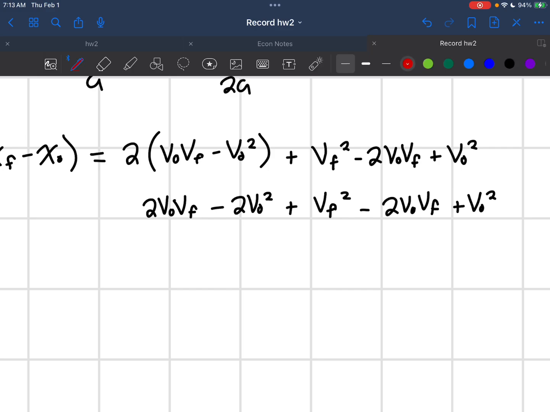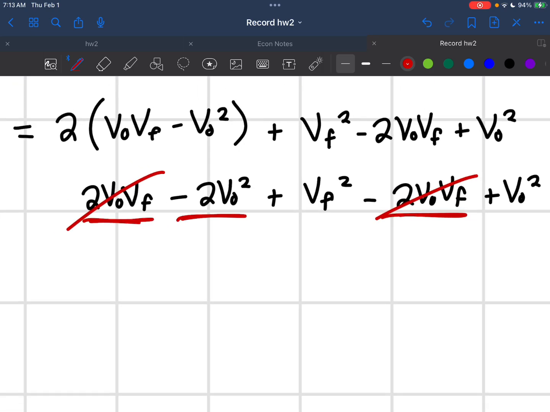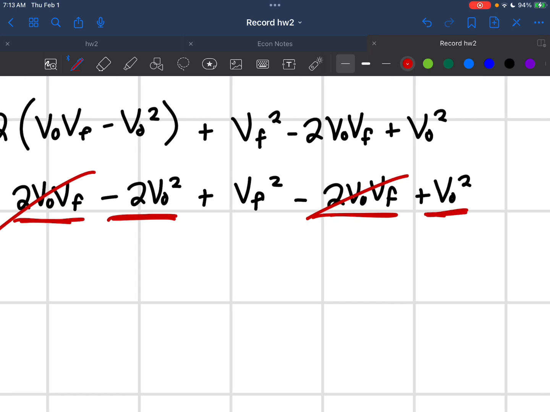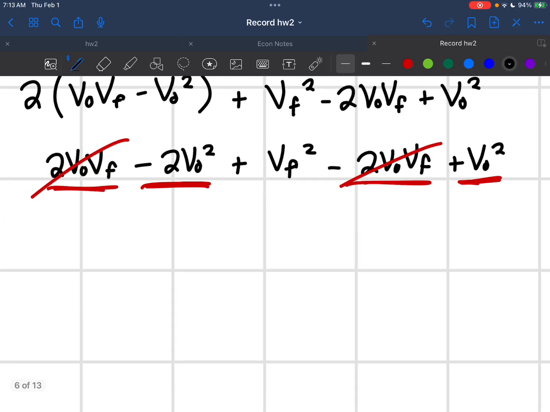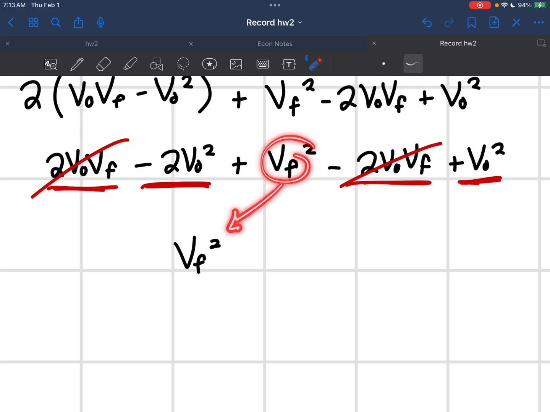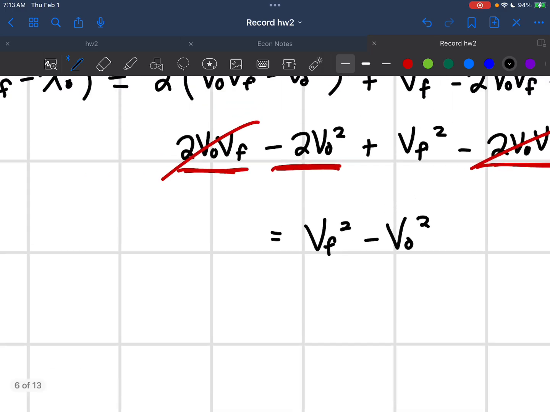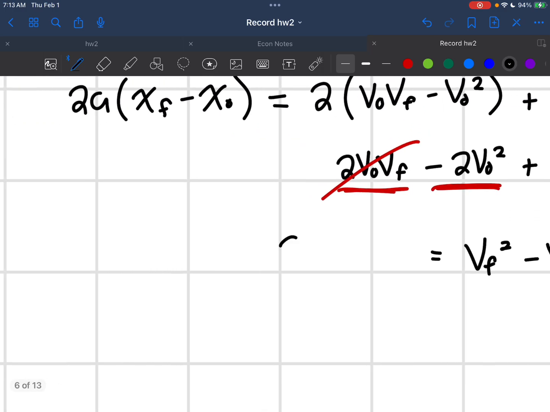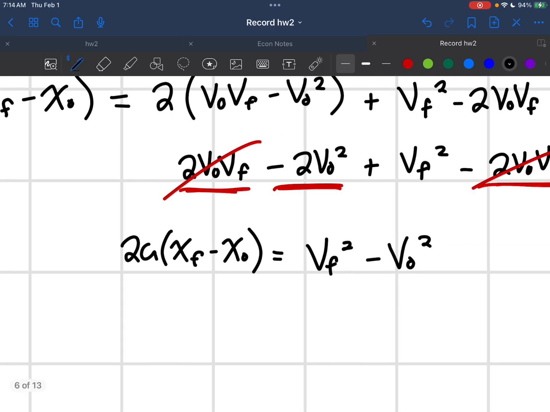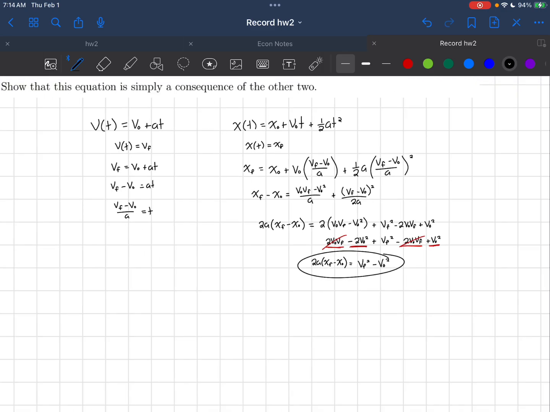So just like we saw before, we have our 2 v naught vf, our 2 v naught vf and our minus 2 v naught vf. So those will cancel. And then I have my minus 2 v naught squared plus v naught squared. So that'll leave me with my v final squared, which I just carry down from here, minus my v naught squared. And I'm just going to bring down that left-hand side, 2a times (x final minus x naught). And that's how I get to this equation here.